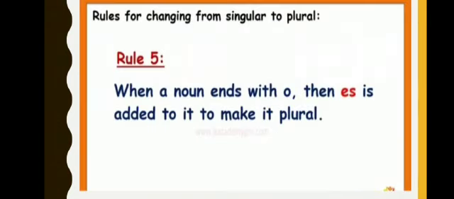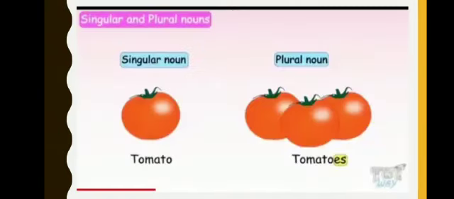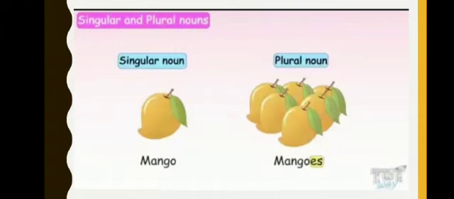Rule number 5. When a noun ends with O, then ES is added to it to make it plural. Let us see some examples. Tomato, tomatoes. Here the word tomato ends with the letter O. So to make it into its plural form, tomatoes, we add ES at the end. Tomato, tomatoes. Similarly, mango, mangoes.